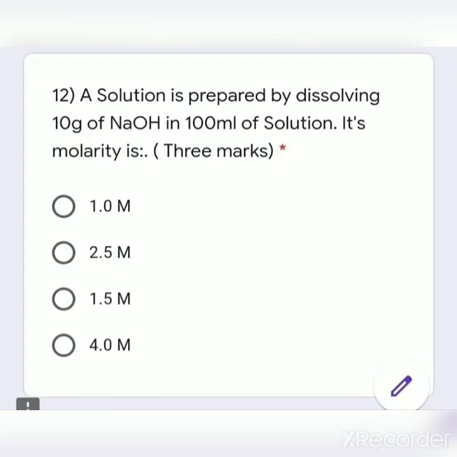So this is all about the questions and problems asked in the test. All of you note down the answers. Those who have made mistakes, make the correction in the notebook.